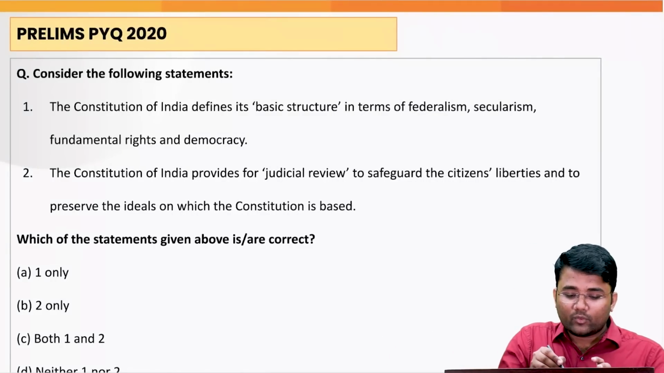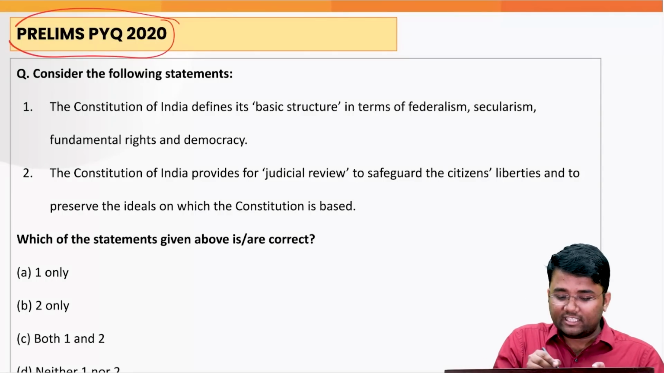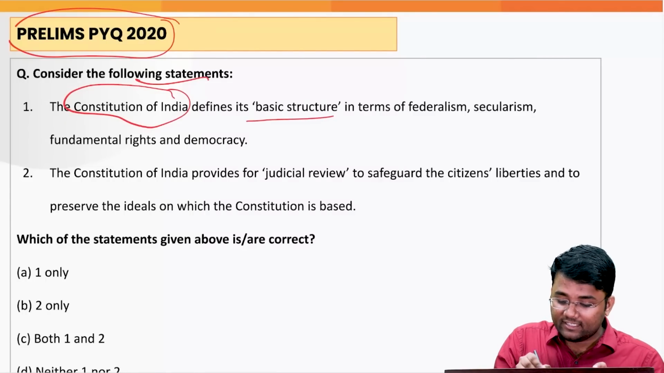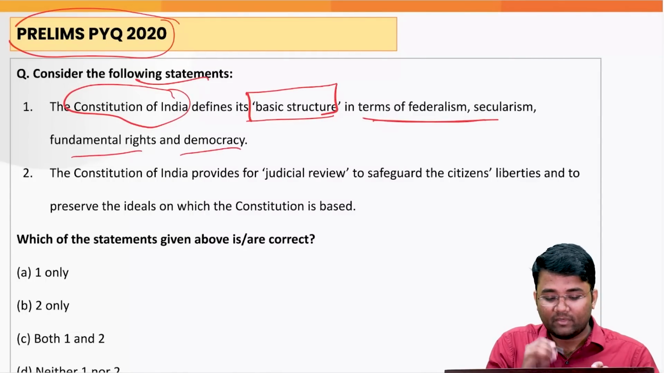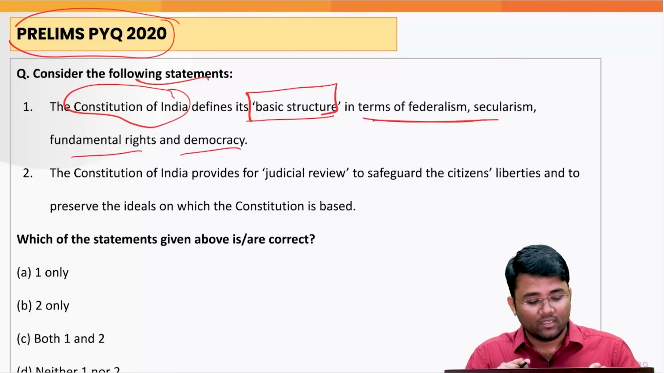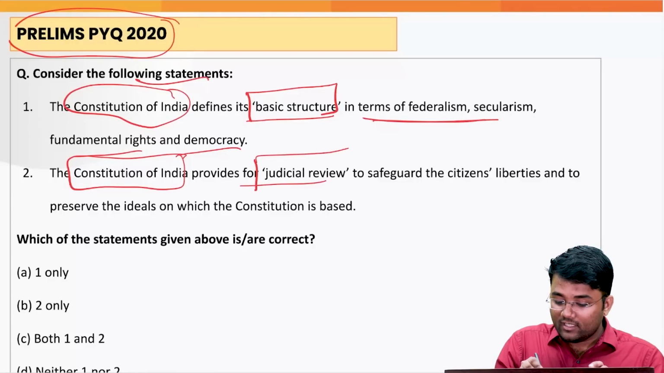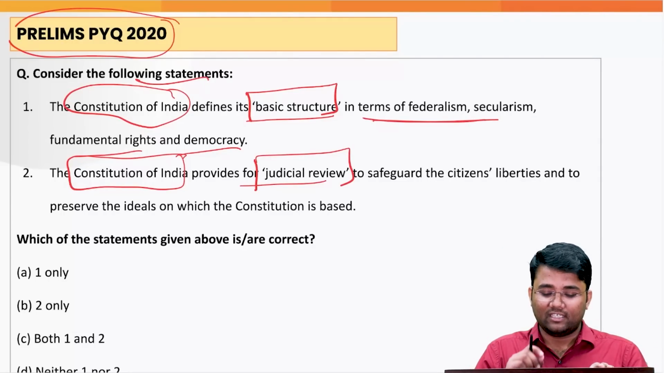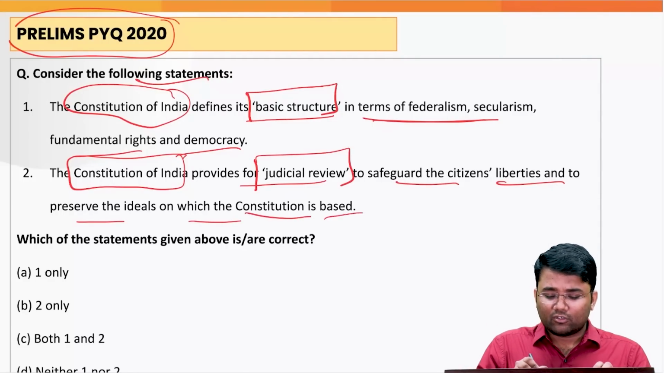A prelims previous year question asked in 2020 related to this topic is: consider the following statements. The Constitution of India defines its basic structure in terms of federalism, secularism, fundamental rights and democracy. Then again, the Constitution of India provides for "judicial review", and here please focus on the words judicial review, given in commas, to safeguard the citizens' liberties and to preserve the ideals on which the constitution is based.